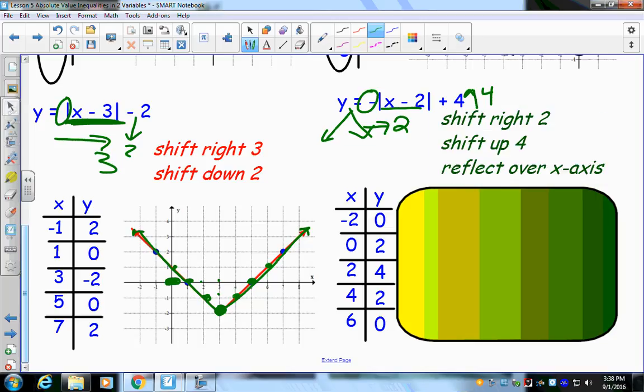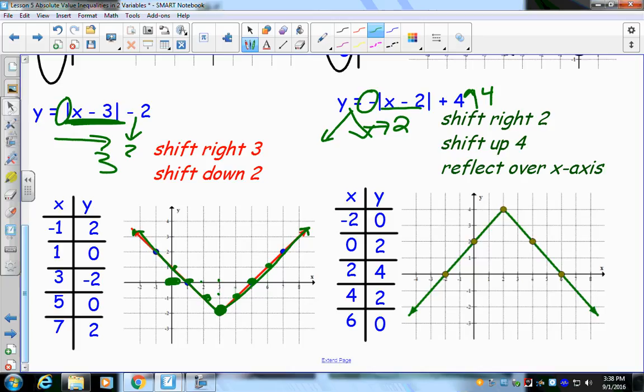Same thing: use your parent function skills. 2 to the right, up 4: 1, 2, 3, 4. And as opposed to going up and to the right to get my next points, I'm going down, down, down. There's no number in front, so I'm just going 1 and 1, 1 and 1 in both directions. And there's my V.